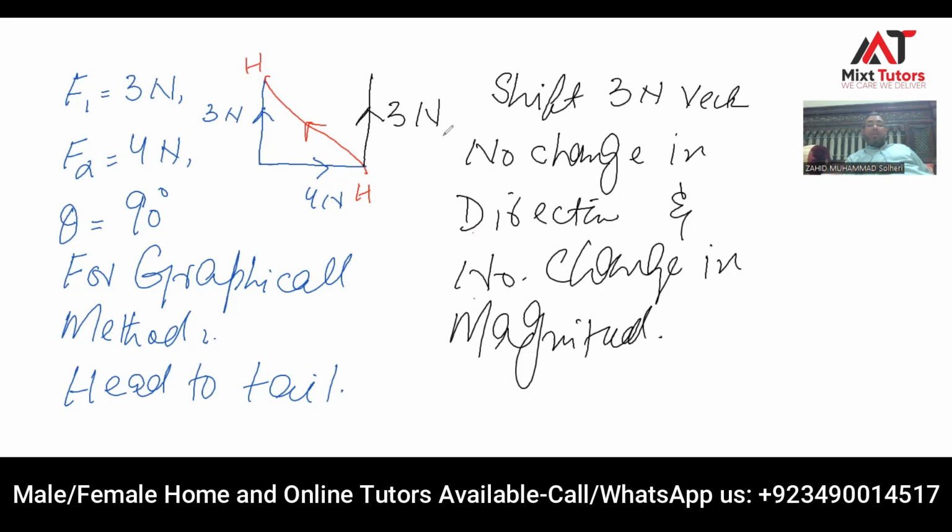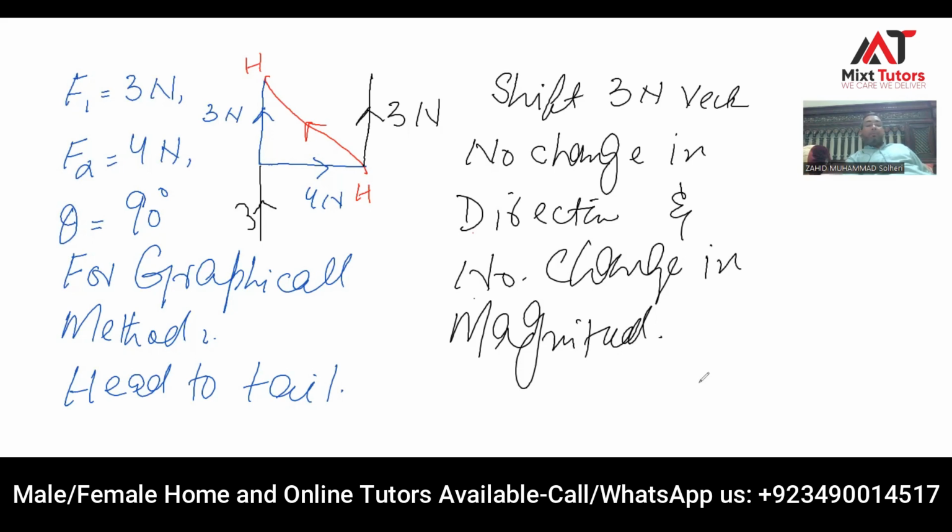Sir, one question. Yes, please. What if I draw 3 Newton over here? Then it will be different, right? No, same thing. No change in direction. The thing is, we have to connect the tail of one vector to the head of the second vector. This is the main reason. We have to connect the tail of the first to the head of the second.